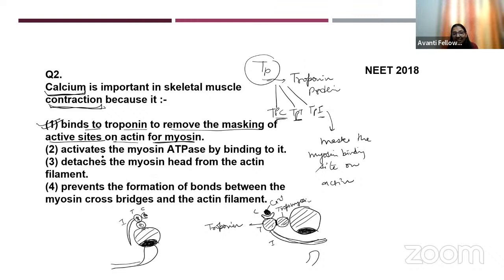Second says that it activates the myosin ATPase by binding to it. No. Detach the myosin head from the actin filament? No, that is the role of ATP, detachment. Prevent the formation of bond between the myosin cross bridge and the actin filament? No. I hope it is clear to everyone now.